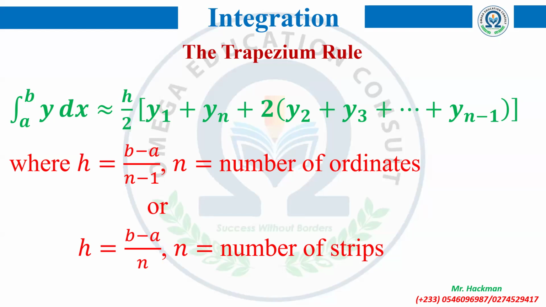In today's lesson, we are going to look at one of the applications of integration, what we call the trapezium rule.